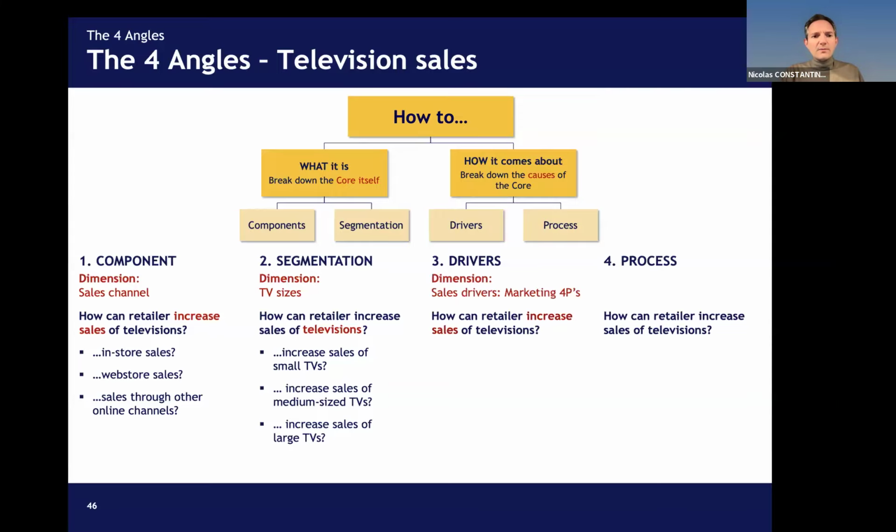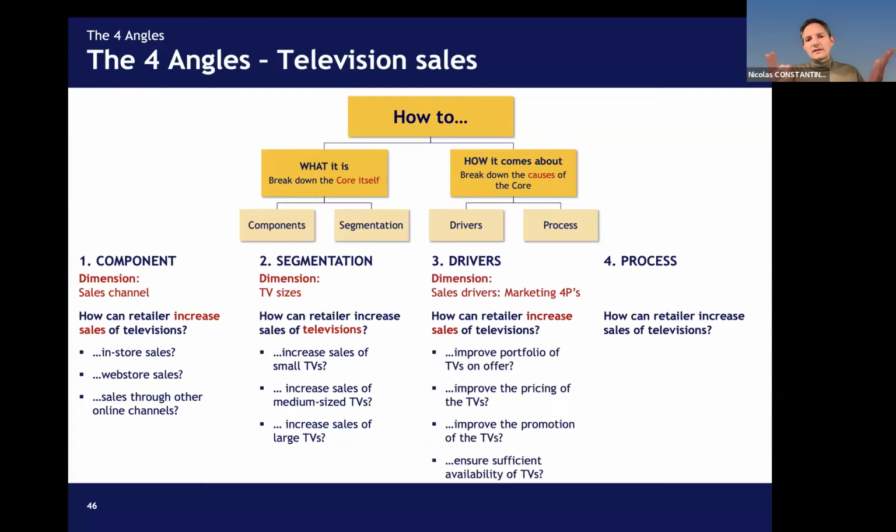So the marketing 4 Ps, and so then it would look like this. How can we improve the portfolio of TVs on offer, improve the pricing of the TVs, improve the promotion of the TVs, and then ensure sufficient availability of TVs, right? We don't want to run out of stock. This is the whole place bit. The whole place bit is about customers being able to put their hands on the product. So in this case, it's largely about stock availability. All right. Now let's move on to process thinking.